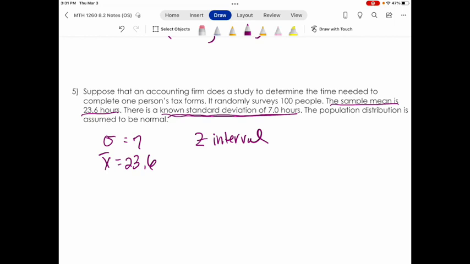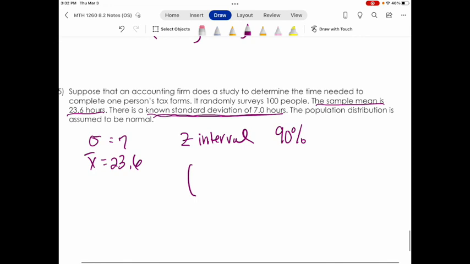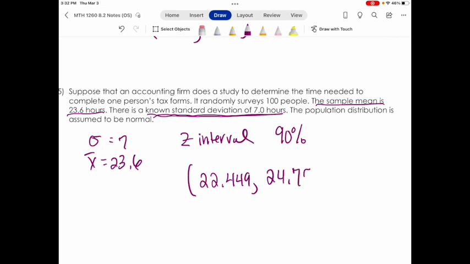So I'm going to put all this information in on the calculator. I'm going to use a 90% confidence level. And when we put all this information in, I'm going to get a confidence interval of 22.449 to 24.752. So we can use a z-interval on this one with 90% confidence because we know what the sigma is.